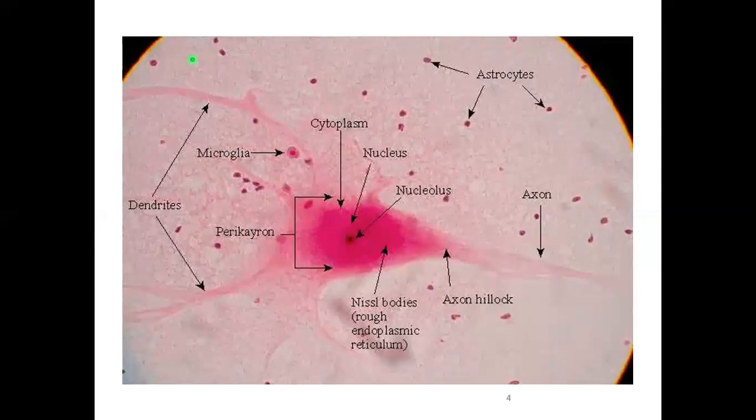Here is a stain or histological slide of a nerve cell. Here are the dendrites that go into the cell body, and then the axon hillock and the axon region. Then we have the supporting cells like your astrocytes. Your microglia is actually a macrophage that protects the nerve cells.